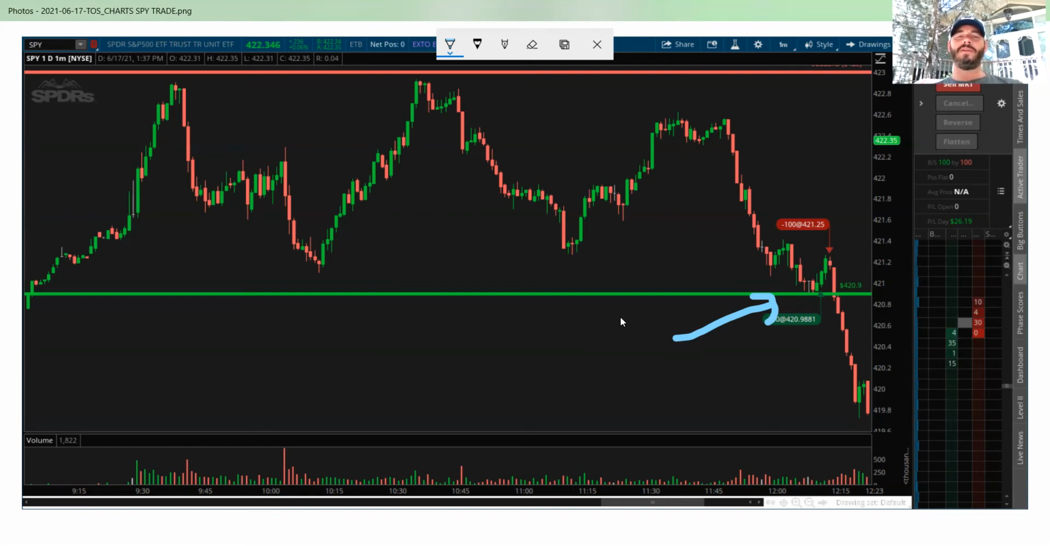And you might be saying, but Matt, you have a support level here. Why did it just cut through it like butter? Well, that's what happens sometimes when the market and the trading algorithms decide to just hit the sell button, which is what you see. So right here, you start to see a very clear lower high.